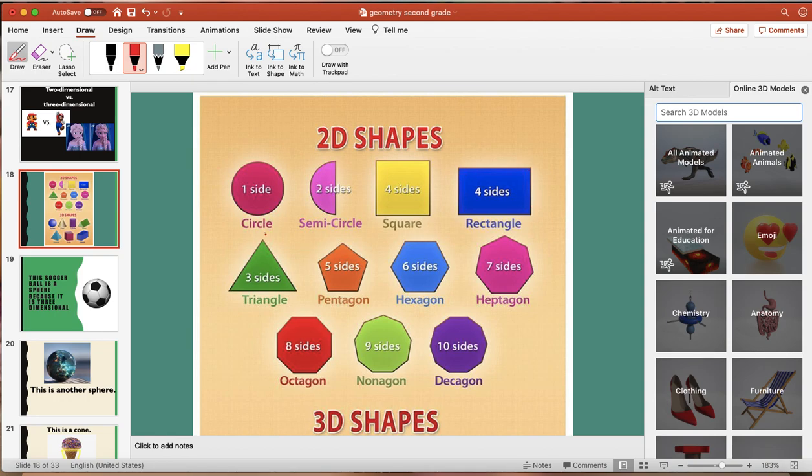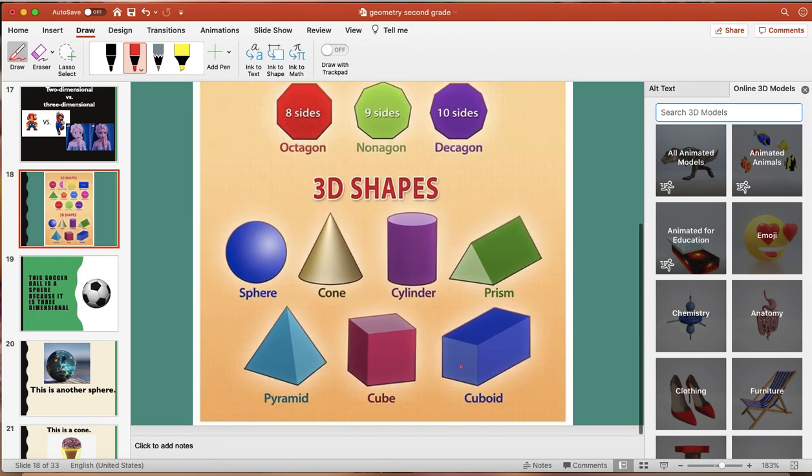Our triangle has three sides. Our pentagon has five sides. Our hexagon has six sides. Our heptagon has seven sides. Our octagon has eight sides. Our nonagon has nine sides. And lastly, our decagon has 10 sides.